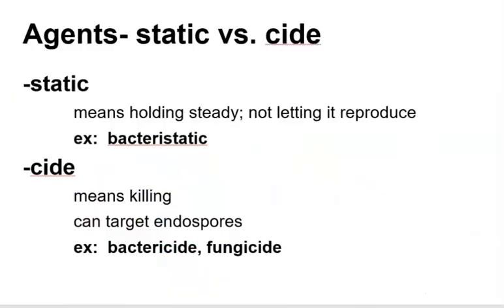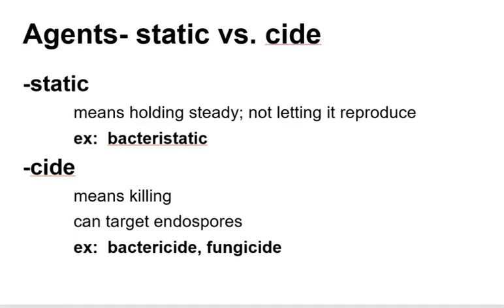Now let's also talk about a few terms before we move into these different agents. Some of these agents provide microbistatic control. Some might provide microbicidal control. When we use the suffix static, it refers to a steady state, right? We talk about homeostasis, right? So it's got that stay ending to it, holding steady. So it's not going to allow the microorganisms to reproduce. If we talk about something being bacteriostatic, it's going to keep the bacteria from reproducing. So it's keeping it at its current levels, and it's not going to keep on growing.